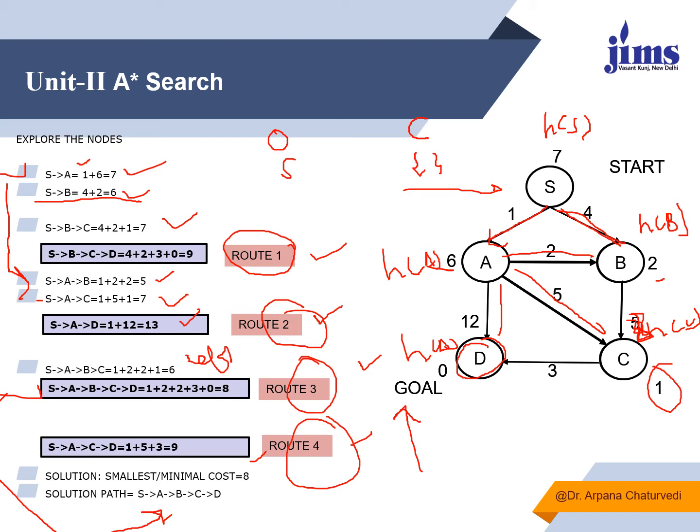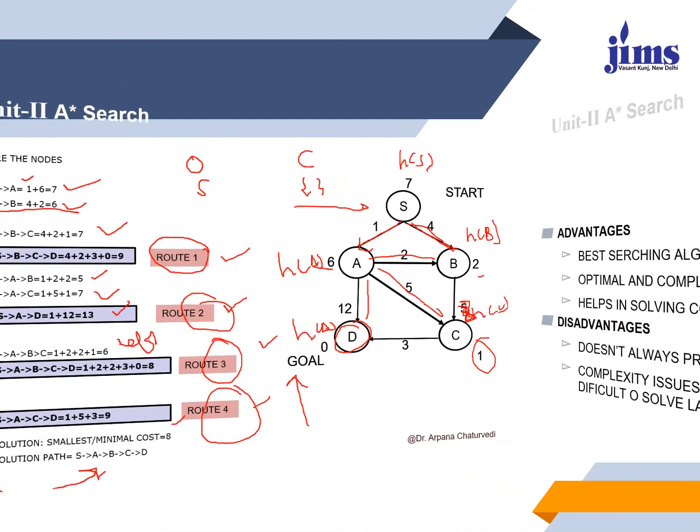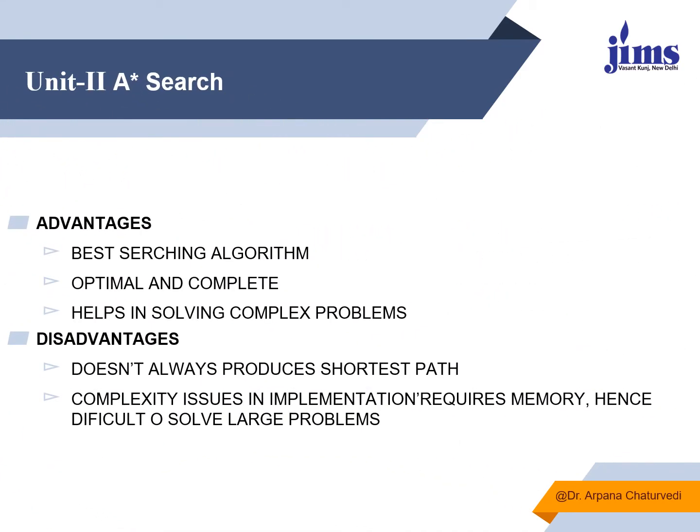So this is how we solve the A star search algorithm. What we have seen: the advantages are that it's a best searching algorithm, optimal and complete, and helps in solving complex problems also. The disadvantage is that it doesn't always produce the shortest path. It requires so much memory space, and in case the problem size is very large, it will be difficult to solve as well as to store all the nodes.